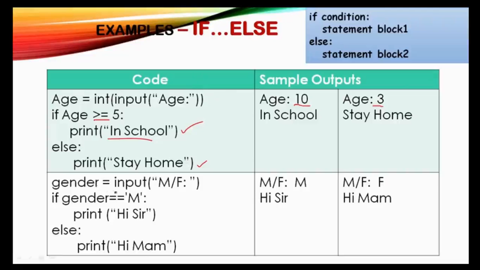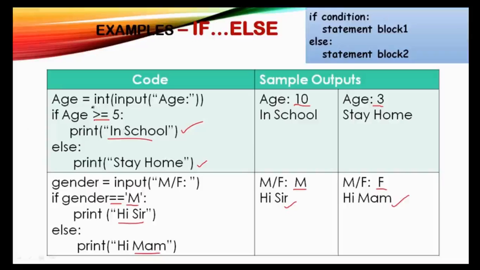In the next example, gender is accepted as input, M or F, male or female. We check with the relational operator == whether gender is equal to M or not. If the user has input the value M, "hi sir" will be displayed, and if the user inputs any other value other than M, "hi ma'am" will be displayed. Sample output: in the first run the user inputs M, so the output will be hi sir, and in the second run F is input, so the answer will be hi ma'am.